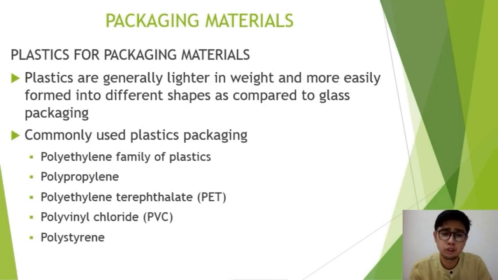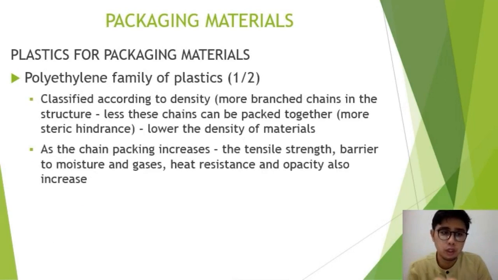Commonly used plastic packaging are polyethylene family of plastics, or we call PE, polypropylene, PP, polyethylene terephthalate, PET, polyvinyl chloride, PVC, and polystyrene. First, we go to the polyethylene family of plastics, PE. PE is classified according to the density.